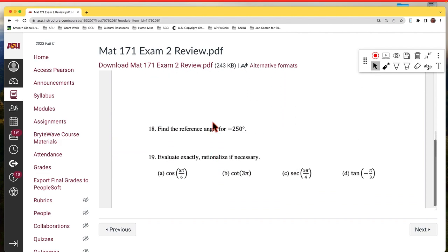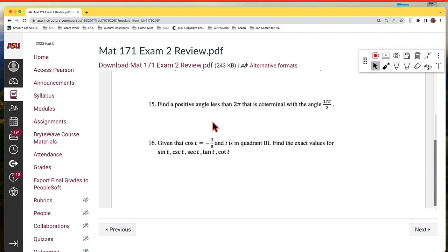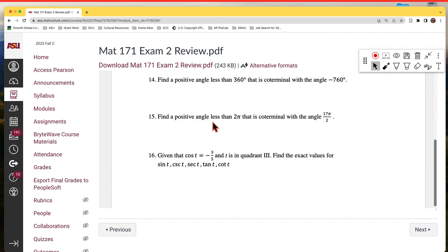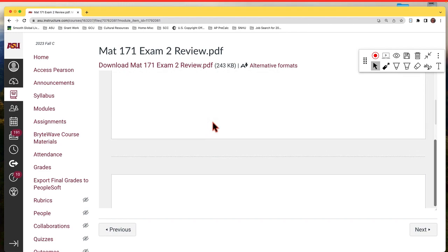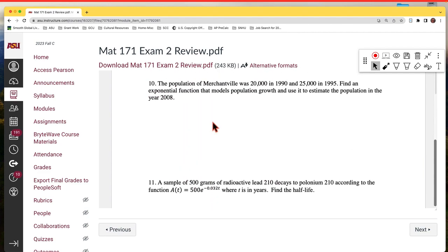So notice, there's only one question that directly needed the unit circle. And sometimes it seems like such a big deal to get that we overpower that. Anything else?